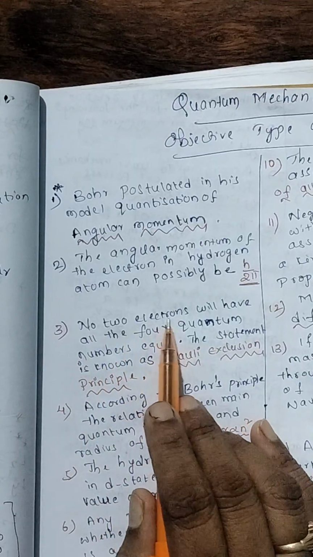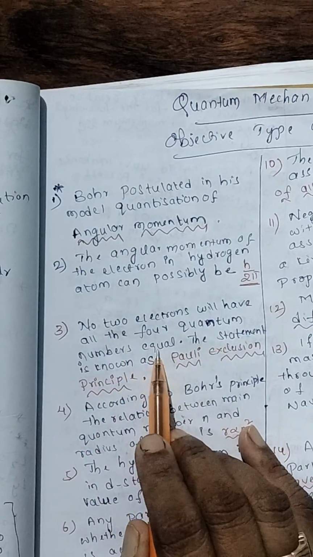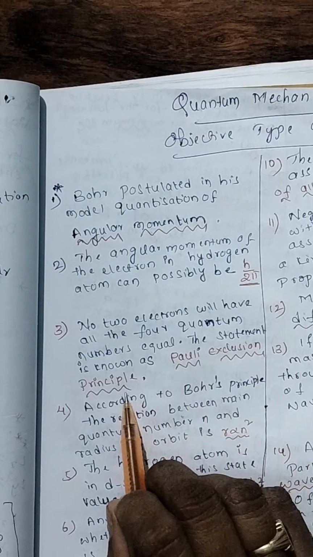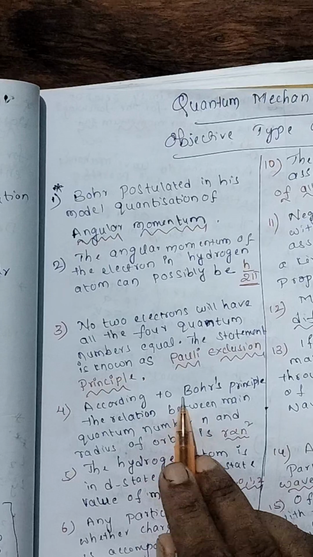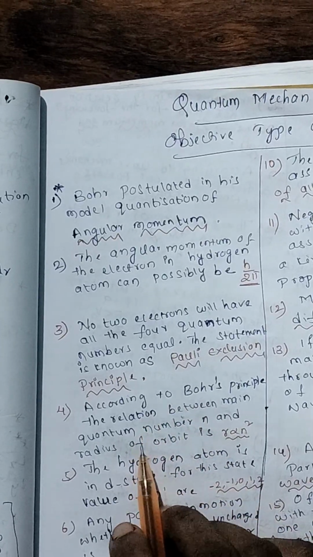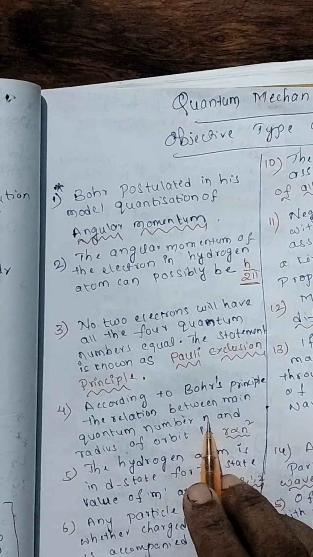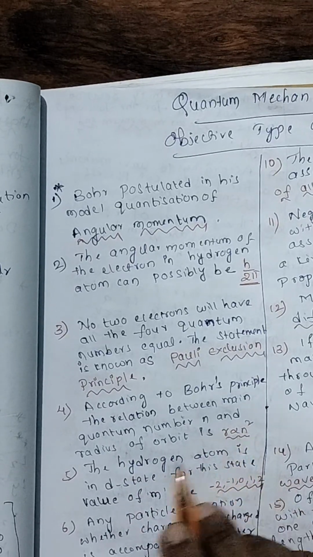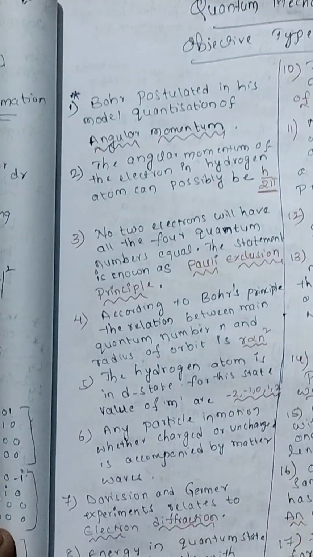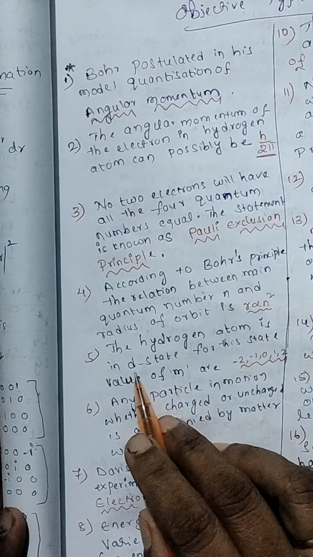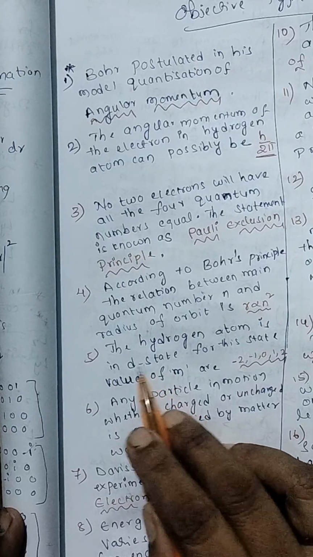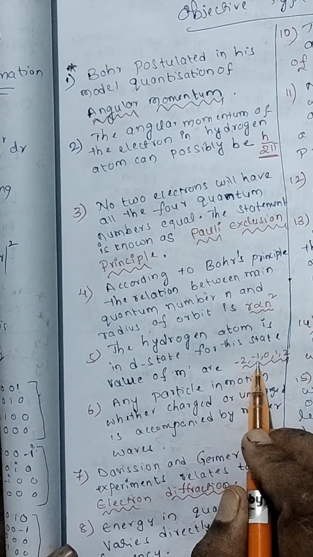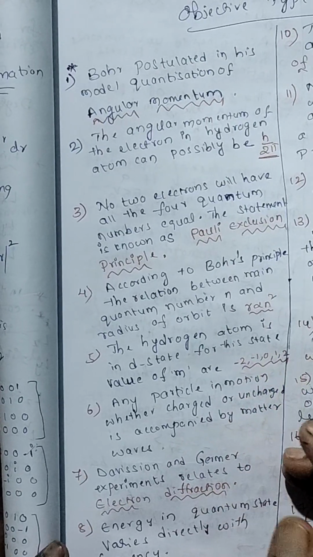No two electrons will have all the four quantum numbers equal. This is the statement given by Pauli's exclusion principle. According to Bohr's principle, the relation between the main quantum number n and the radius of orbit is r proportional to n square. The hydrogen atom is in a D state. For this state, the values of m are -2, -1, 0, 1, 2.